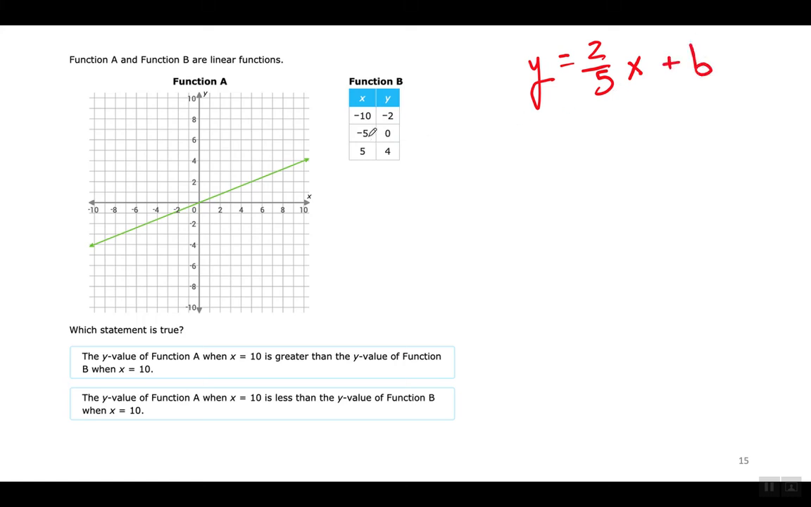So to find the y-intercept, let's substitute for x and y. I'm gonna use this pair right here. So y is 0 and x is negative 5. The fast way of multiplying this would be negative 5 divided by 5 is negative 1. And negative 1 times 2 is negative 2.